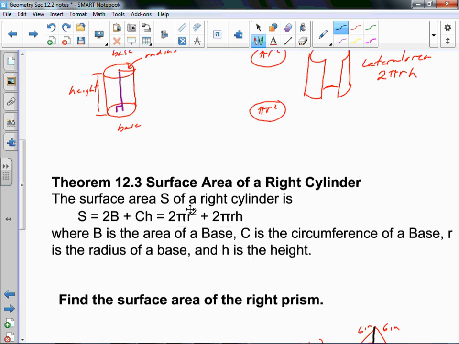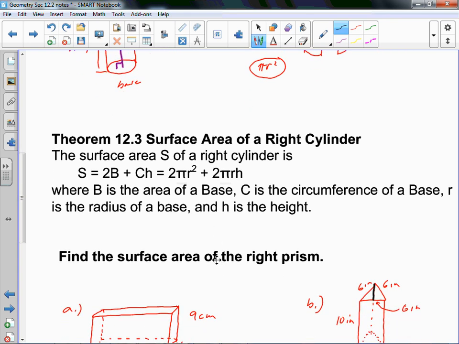Which is a nice thing with cylinders, is the bases are always circles. Prisms, you can have any kind of different polygon as the bases, so your area formula is different for every one of those. But when it's a cylinder, the area of the bases is always 2 times pi r squared. And then for the circumference, it's always 2 pi r, and then times the height. So actually, it's easier to find the surface area of a cylinder than it is for a prism in a lot of cases.